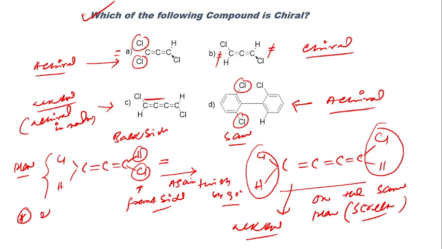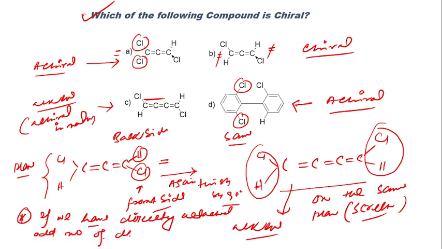Now here I want to point out a very interesting piece of information. If we have consecutive or directly attached odd number of double bonds, it will be like an alkene.